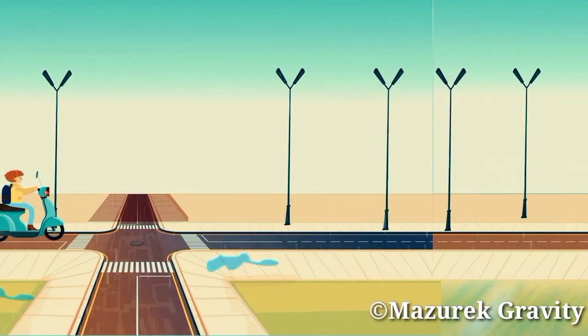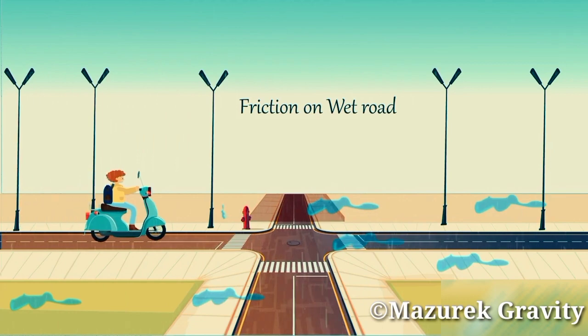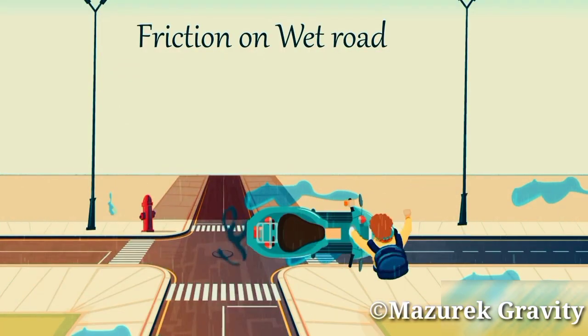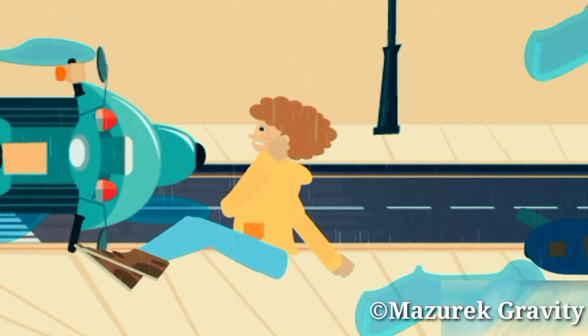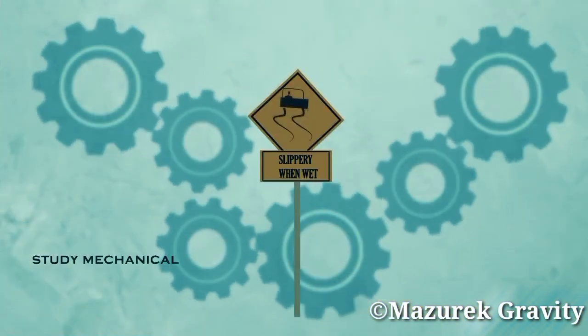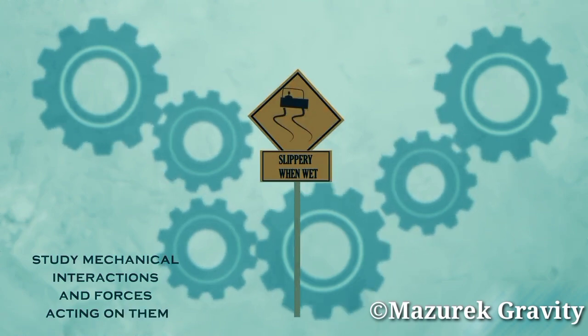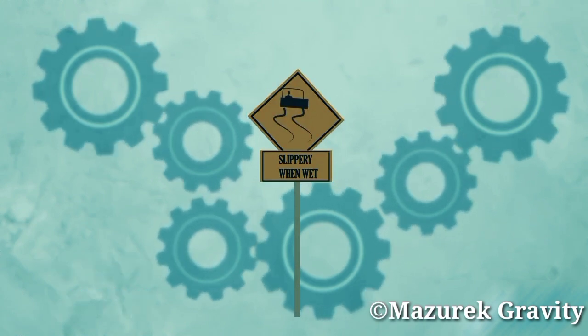Let's imagine driving a bike on a wet road. As the force of friction, which holds the bike, will be low on wet roads, we may fall down. So, it is better if we study mechanical interactions between different bodies, and the effect of forces acting on them, so that we can avoid such mishaps.